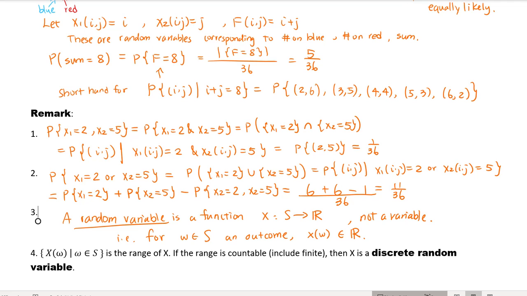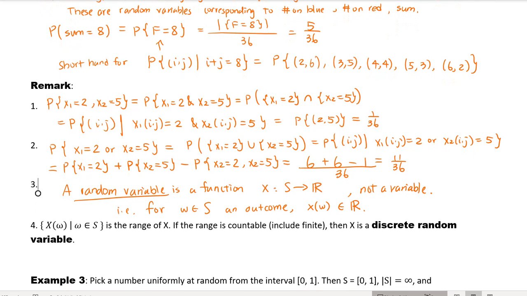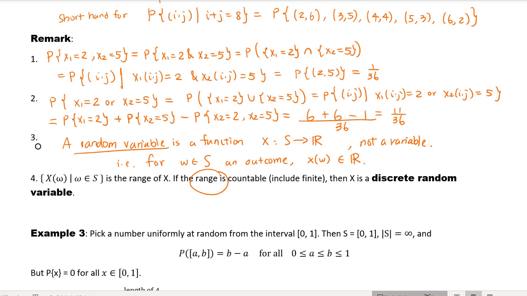Fourth, the set of X(w) where w is in S is the range of X. If the range is countable, including finite, then we say X is a discrete random variable. So for now, it makes sense to just look at the range of X. We don't really care about the domain S, the sample space, which might not be countable, but as long as the range of the random variable is countable, then X is a discrete random variable. So we will go over an example to talk about this.